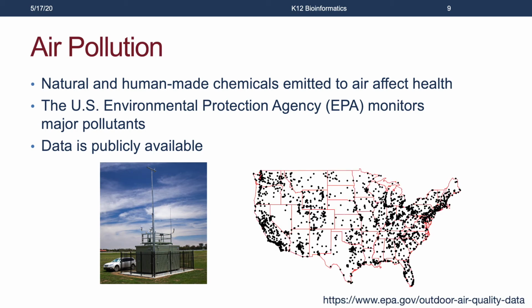Here is a map where every black dot represents the location of an EPA monitor, so you can appreciate that they try to capture the whole country to have a sense of pollution that may affect all citizens. Social media data is another type of data that is the focus of some public health informatics efforts.